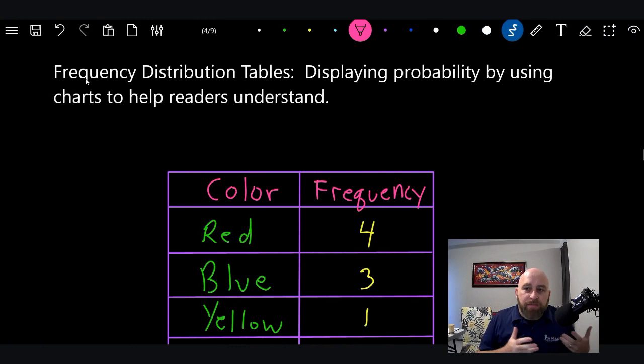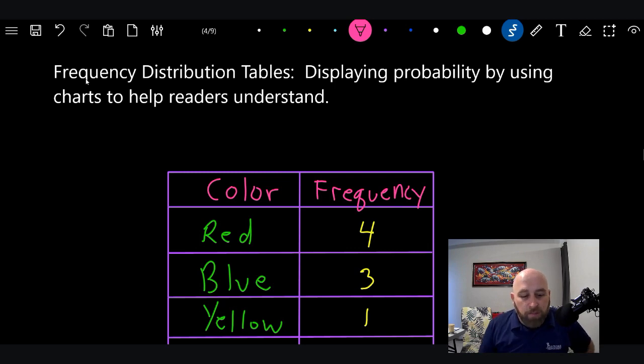Here's what it is. Frequency distribution is just another way of saying how many times something happens, how much is it happening. And what we're going to be doing is making tables and charts and different things in this lesson about showing or sharing information with other people.